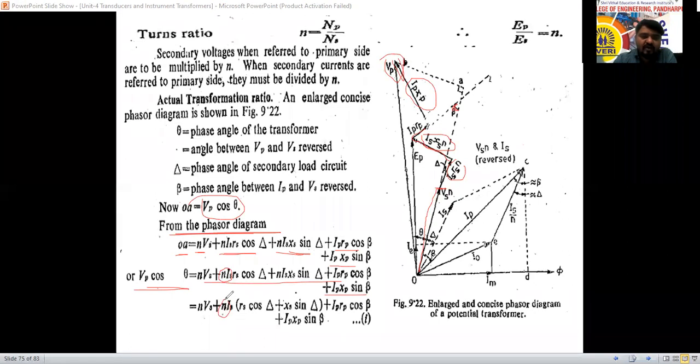I will open the bracket. The inside left is RS cos delta, so I write RS cos delta, plus, since I have taken n IS outside, XS sin delta is left. And all these things, IP RP cos beta and IP XP sin beta, I will write as they are. Up to here, this we are going to call equation number 1.